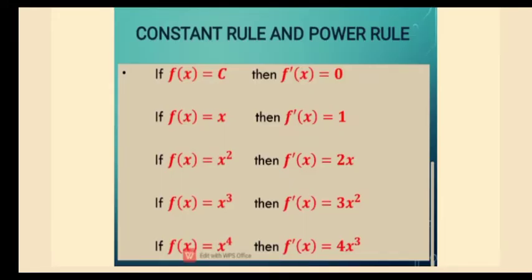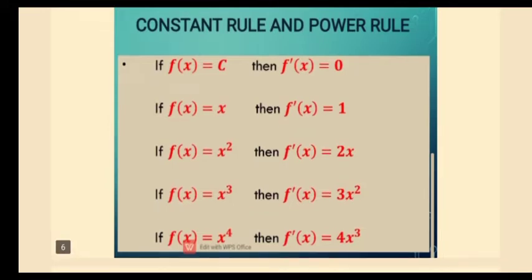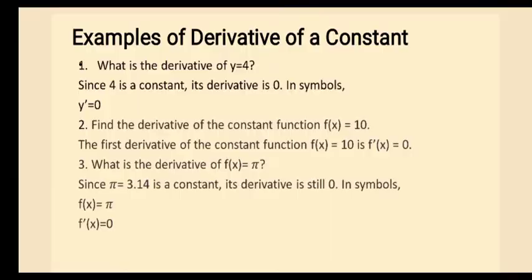So in my previous video, we have the constant rule and power rule. So if f(x) is equal to the constant, then f prime of x is equal to 0. If f(x) is equal to x, then f prime of x is equal to 1. If f(x) is equal to x squared, then f prime of x is equal to 2x. If f(x) is equal to x cubed, then f prime of x is equal to 3x squared. And if f(x) is equal to x raised to 4, then f prime of x is equal to 4x cubed.